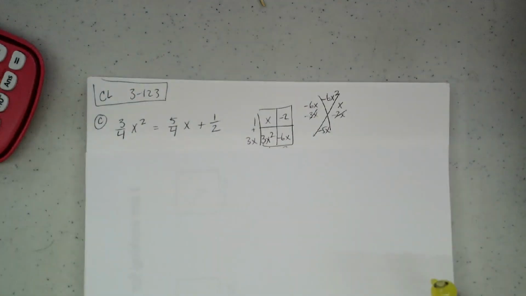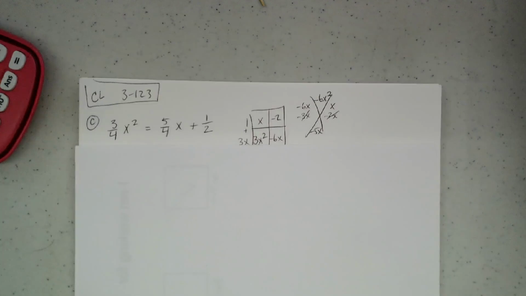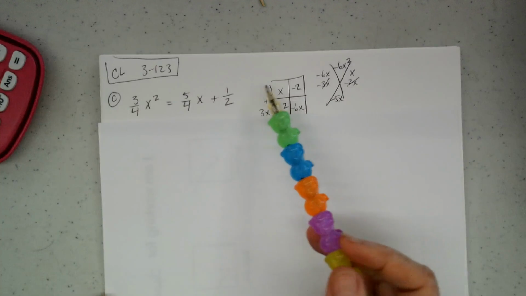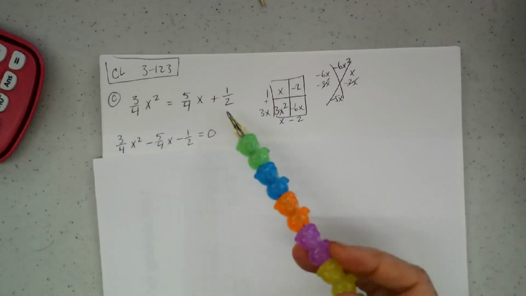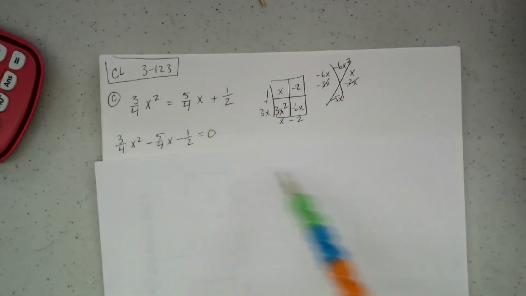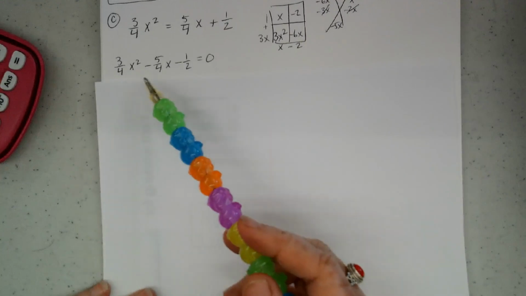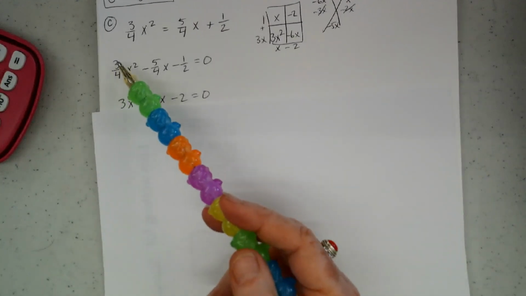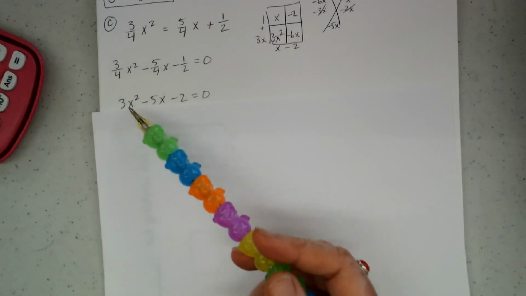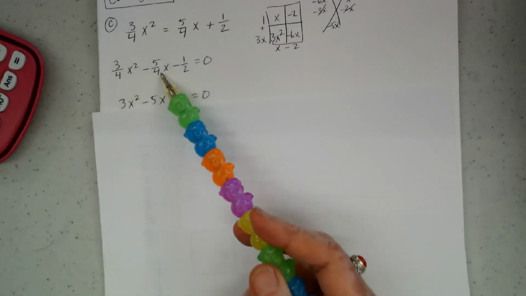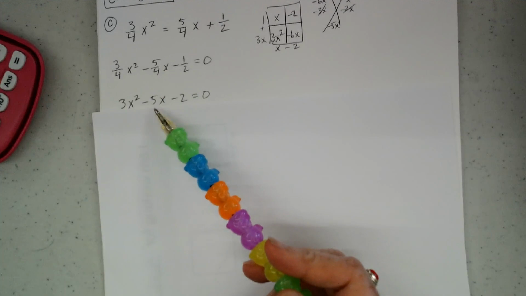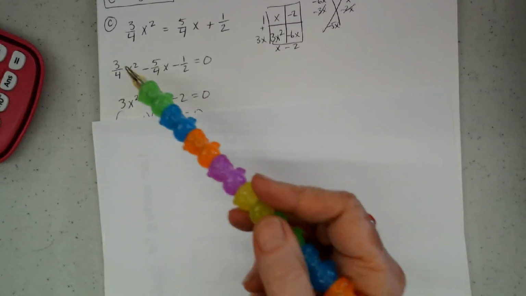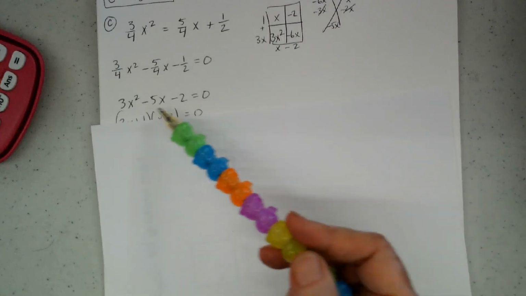All right, letter C. What I did with letter C is I realized it's a quadratic. I got to get everything on the same side of the equal sign, so I moved everything to the other side. Then I multiplied through by 4 to get rid of the fractions. So 4 times 3/4 would be 12/4, which is just 3. 4 times this fraction would be -5. And 4 times a half is 2. And 0 times 4 is 0. So that's what happened to those fractions.